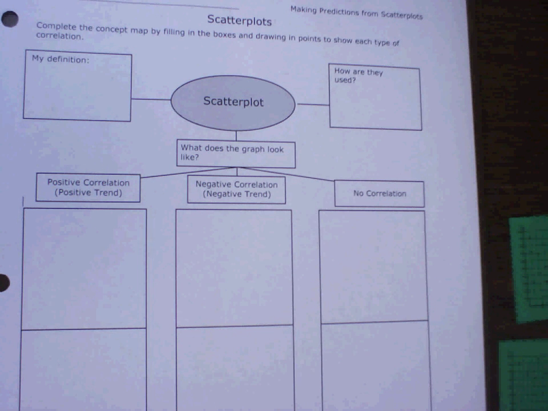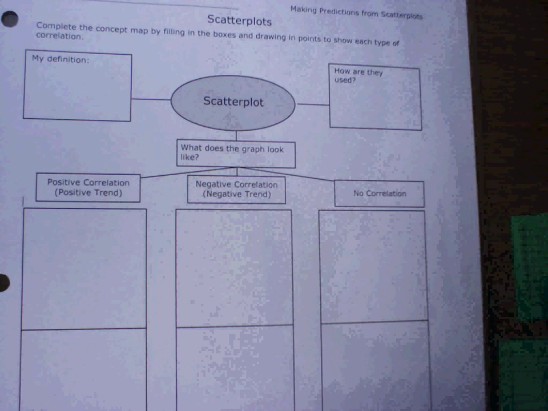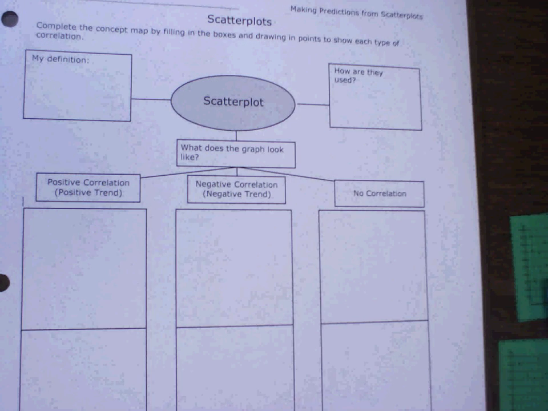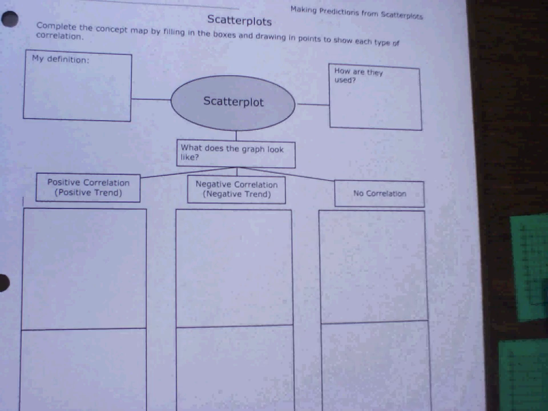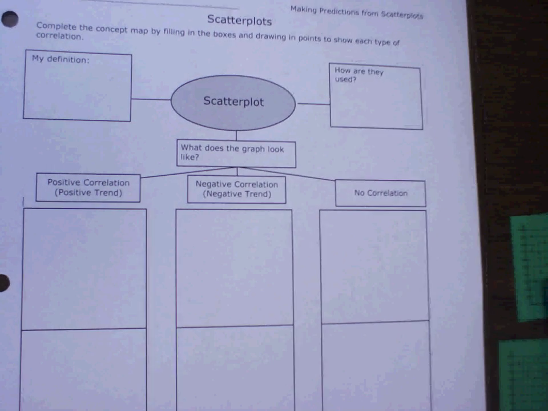All right, I think that we should start. All right. So what is a scatter plot? What is a scatter plot? It's a graph. Yeah, really. You know what? That's good enough. It's a graph, definitely, right?